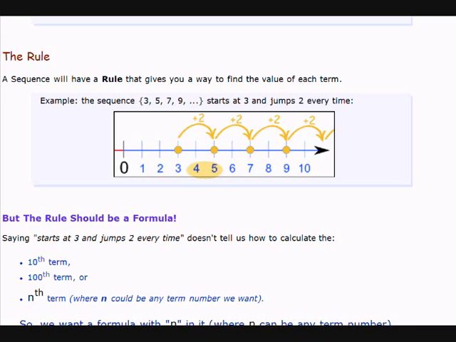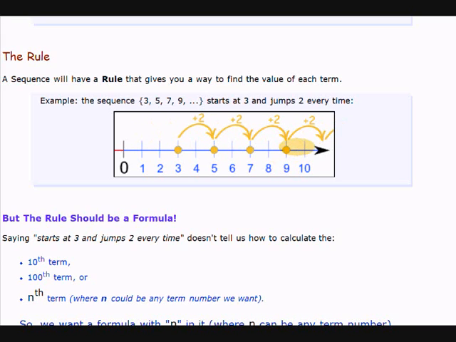For example, the sequence 3, 5, 7, 9, etc. starts at 3 and jumps 2 every time. Look, 3 plus 2 is 5. Then if you put it on the number line, you see 5, then comes 7. There is an order in the jump. You cannot jump from 3 to 7, then 1, something like that. It jumps in an orderly fashion. That order or process is called the rule.